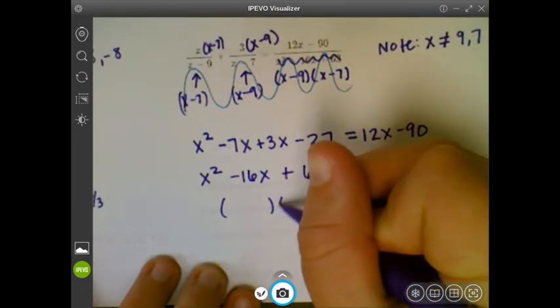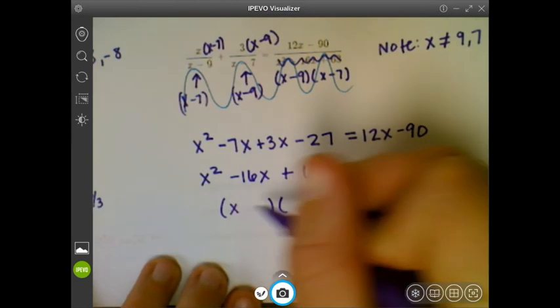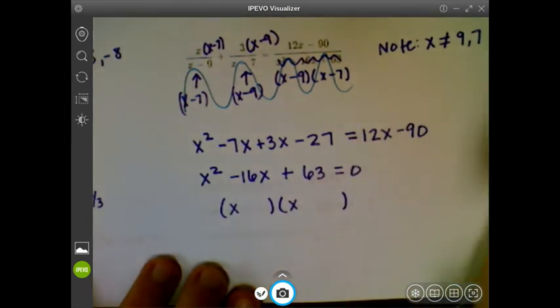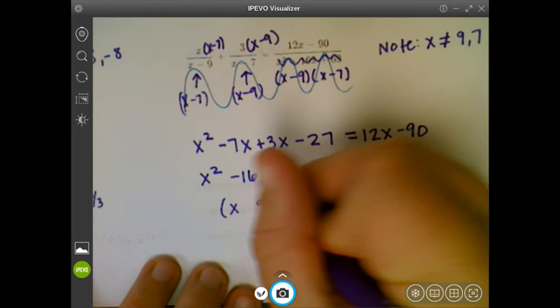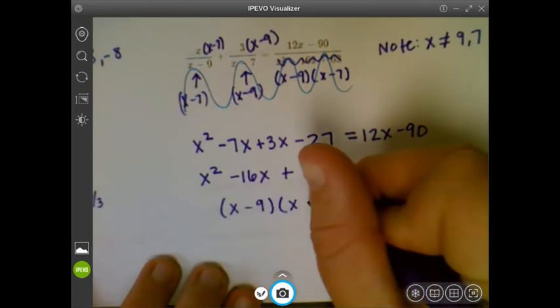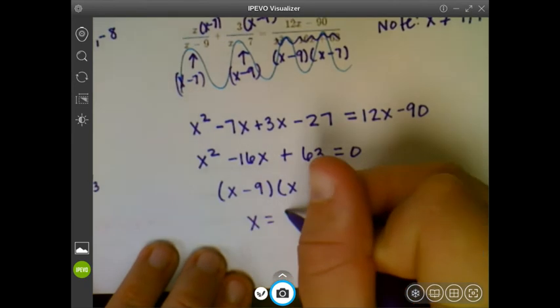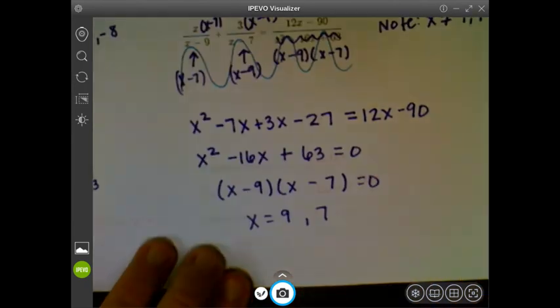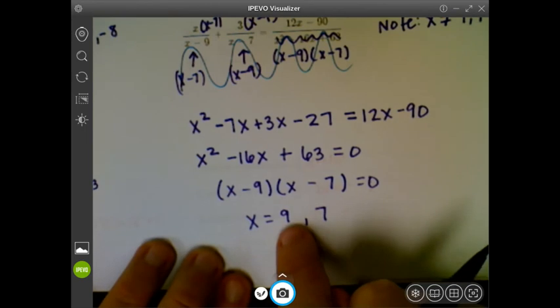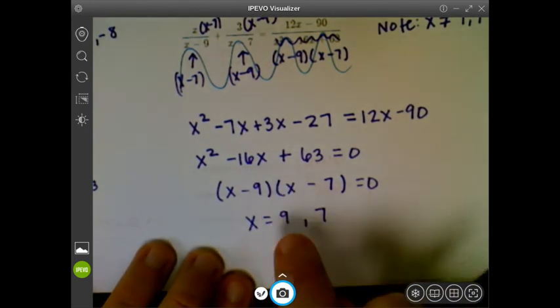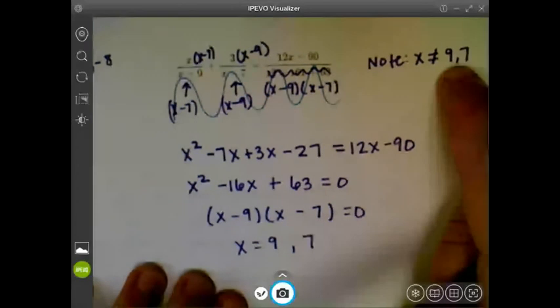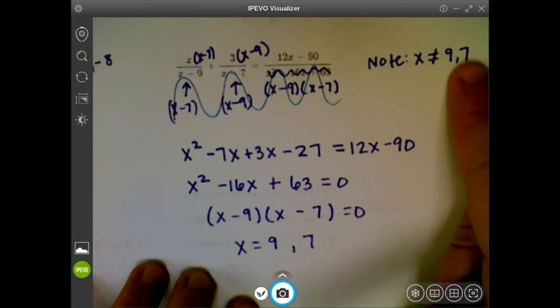It does factor. Two numbers that multiply to be 63 and add up to be 16. That's 9 and 7, and they both need to be negatives. So the solutions, x equals 9 and x equals 7. And here, that should jump out to you. Really, from here, it might have jumped out to you that, hey, we said at the beginning it cannot be 9 and it cannot be 7.